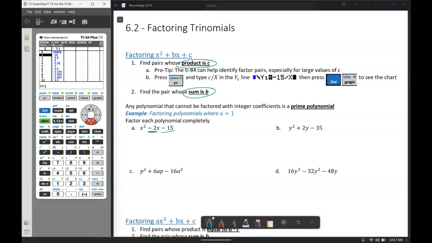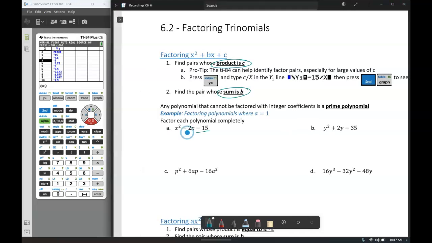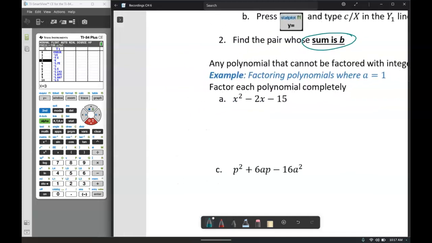So we scroll down the list and we see that this row, 3 and negative 5, give us the value of negative 2. So we're trying to find a product of negative 15 and a sum of negative 2, and that is the numbers 3 and negative 5. Now there's a shortcut when we have a leading coefficient of 1, but I'm going to show you the full process so that we have something that we can fall back on even as our trinomials get a little more complicated.